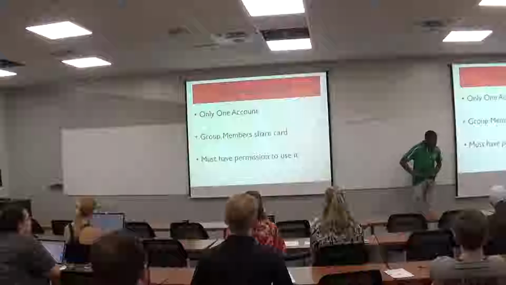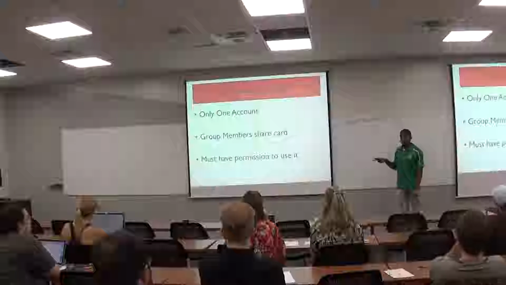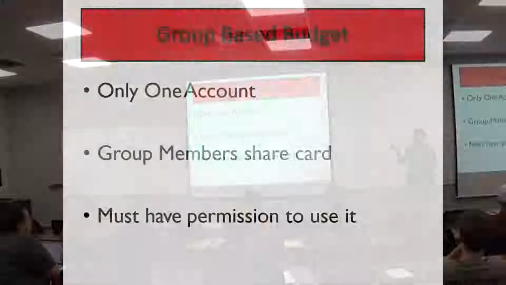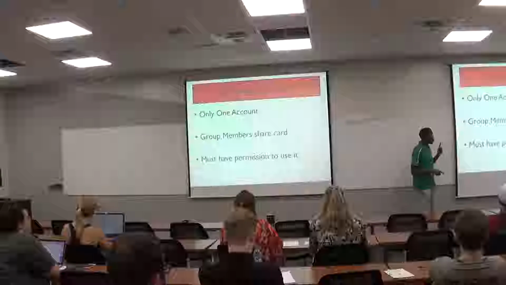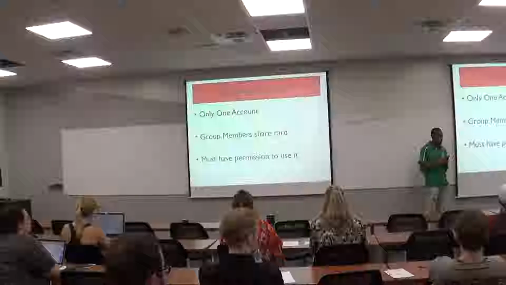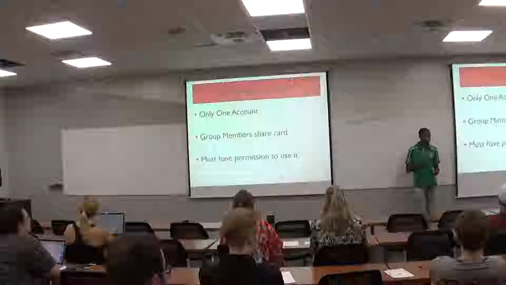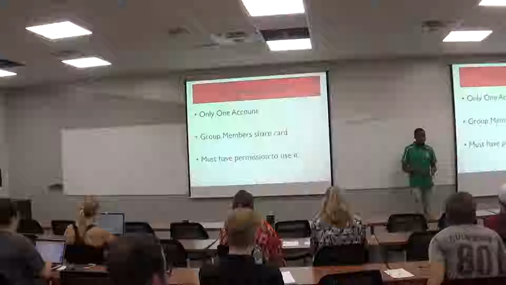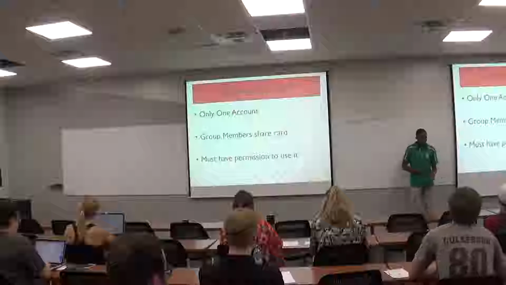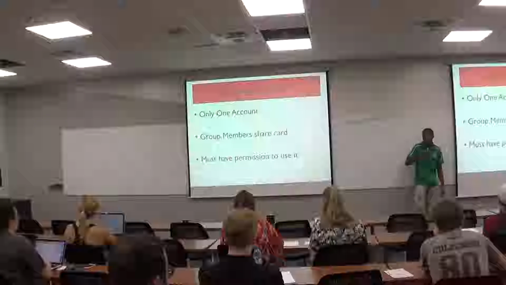All right, so group-based budget. I'm gonna go over 2 different types of budgeting for you. Group-based budgets for your debit card. So there's only one account, group members share a card, and you must have permissions to use it. So if your org were to have just one account with one card, you would be the treasurer, the sole person to hold it and have control of it. And whenever purchases need to be made, people will come through you and be like, hey, we need money for food. And then you would get it approved, and then you would go swipe the card with just one card.